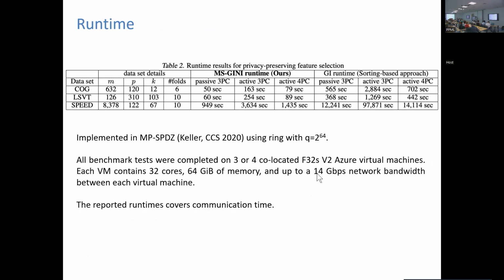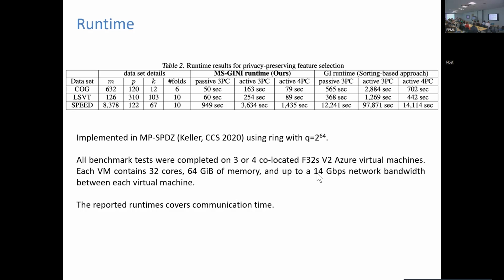Okay, so we have implemented this and benchmarked it on Azure with 3 or 4 collocated machines, essentially 32 cores, 64 gigabytes of memory. And the running times that we have here essentially include communication time. So it's not only computation time, but also the delay due to the communications. So we ran for some data sets, and you can do it in reasonable time.